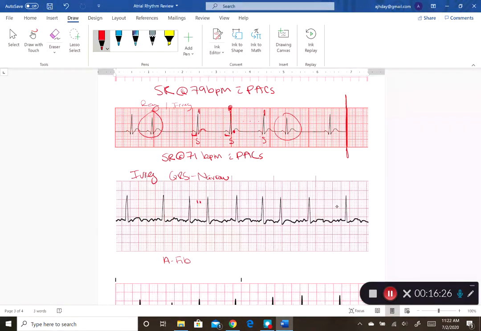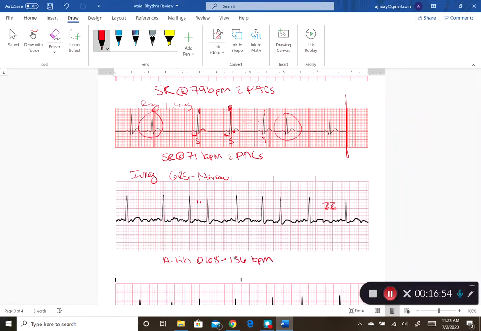5, 10, 15, 16, 17, 18, 19, 20, 21, 22. Got 22 little blocks through there. So let's go ahead and figure out our rates. So I got 1500 divided by 22 gives me a rate of 68. And then 1500 divided by 11 gives me a rate of 136.